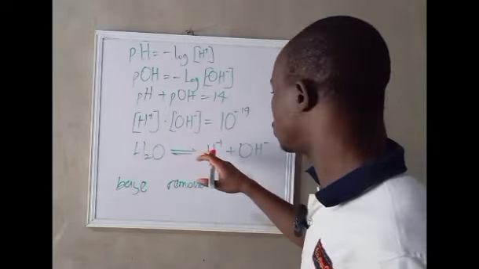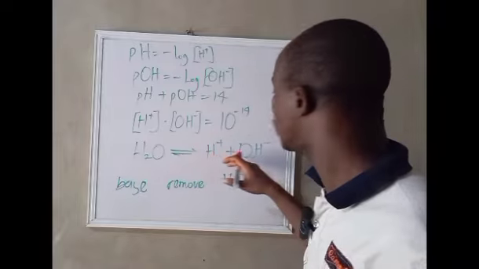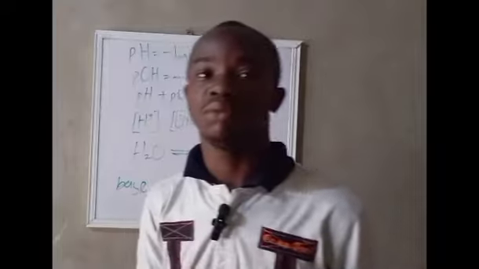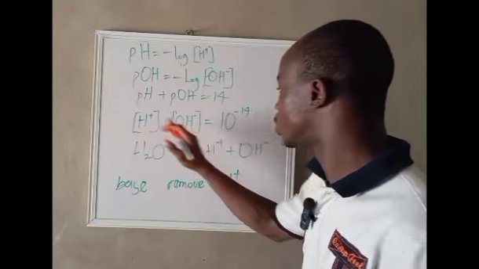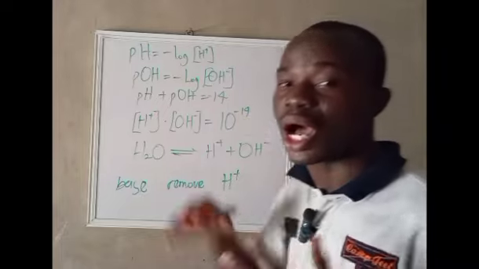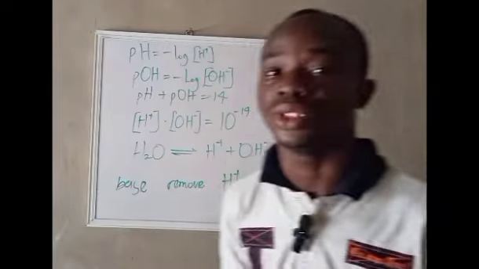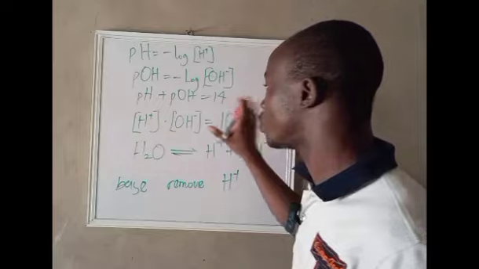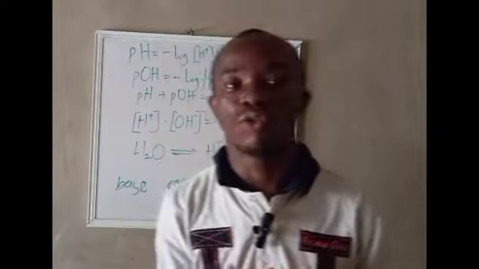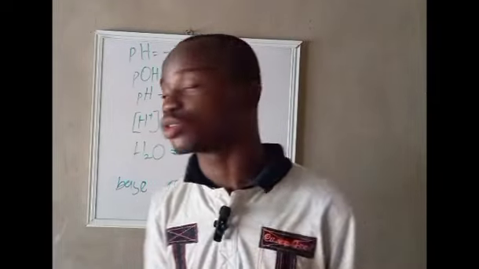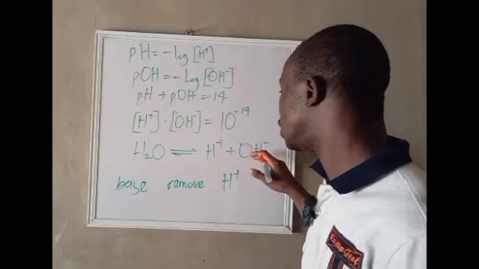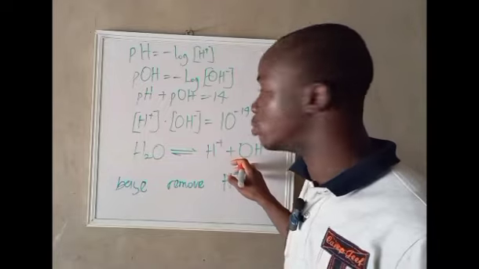So when water dissociates, it produces H plus, which is the hydrogen ion, and the hydroxide ion. But it has been determined that the product of the concentration of these two will always be 10 raised to power minus 14 at 25 degrees Celsius. So this idea is from the ability of water to self-dissociate to give us H plus and then OH minus.